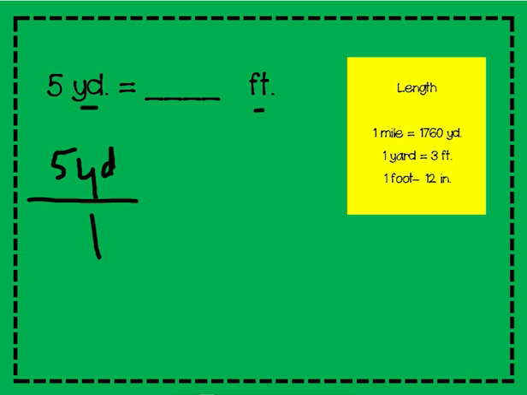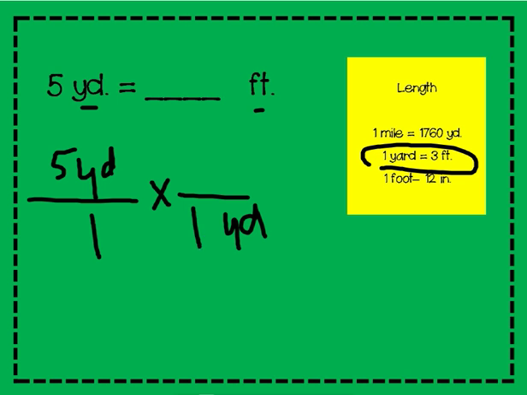We've got yards and feet, so we're going to find yards and feet. 1 yard equals 3 feet. Remember, we make this into a multiplication problem. Since I have yards on the top, I need yards on the bottom. And I have 1 yard equals 3 feet.